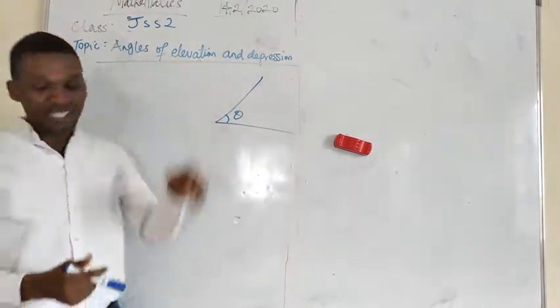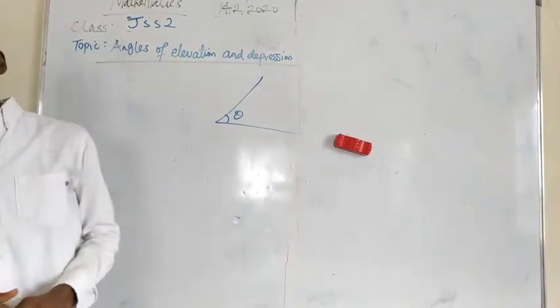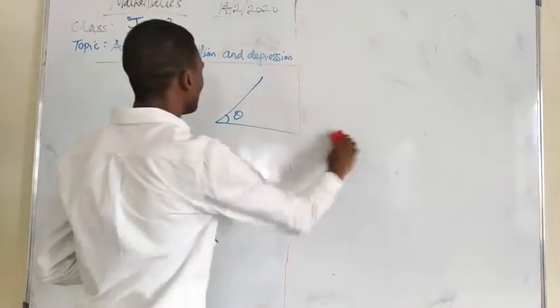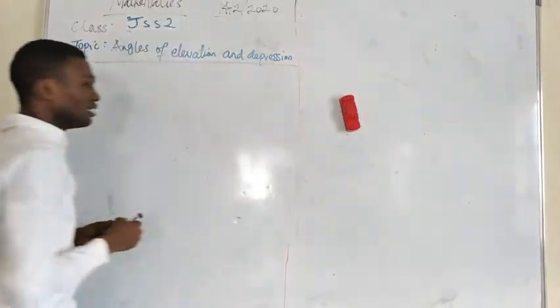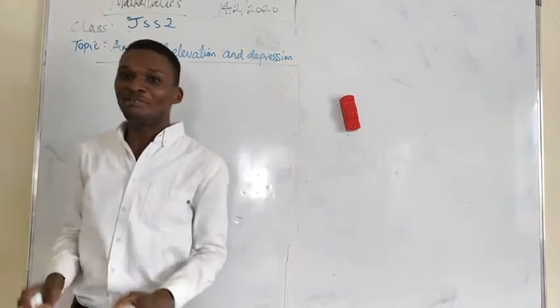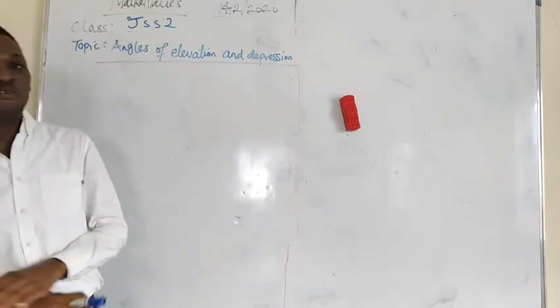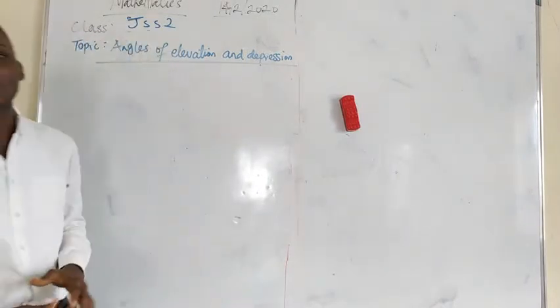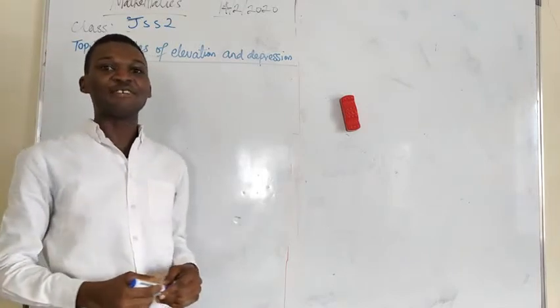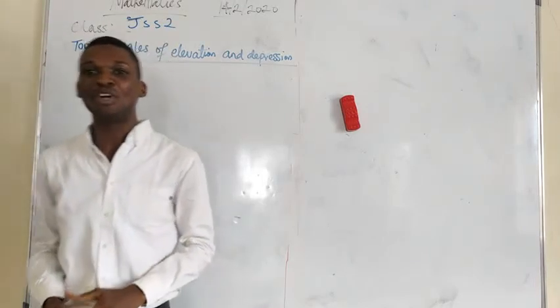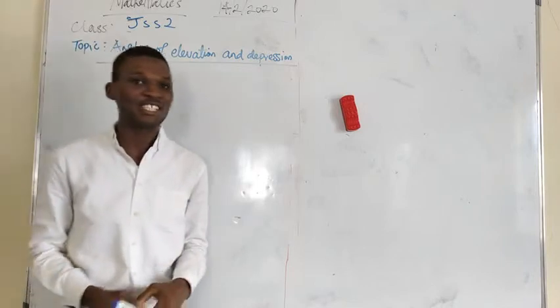Before we go into looking at this topic, angles of elevation and depression, we look at what a plane is. What is a plane? A plane is a completely flat surface. Any surface that is completely flat is referred to as a plane. For instance, the floor of your classroom is a plane because it's a completely flat surface.